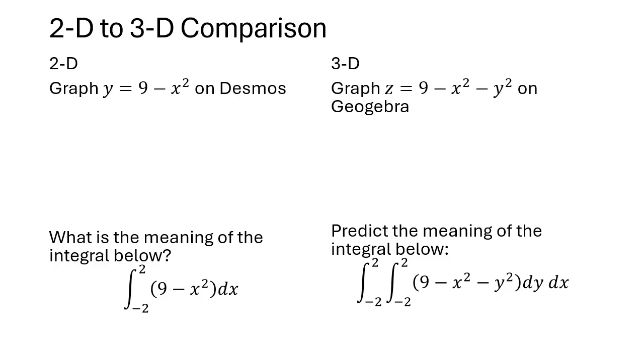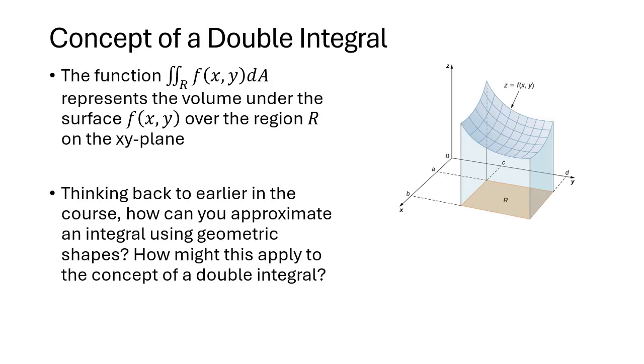Now, if we consider the graph of z equals 9 minus x squared minus y squared, that ends up being sort of an inverted cone. Really, it's an inverted paraboloid. However, it has the general shape of a cone. Now, if we consider the integral under a cone, instead of being area, this ends up being volume. And this brings us to the idea of a double integral, meaning an integral in three dimensions.